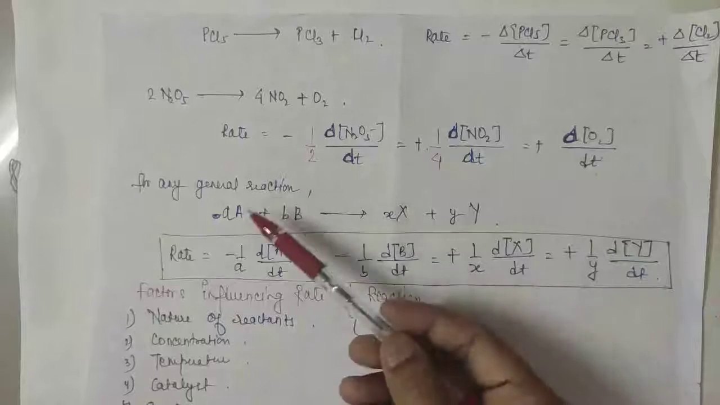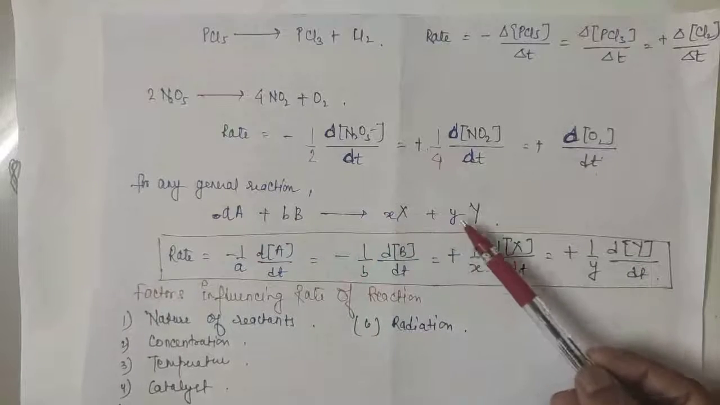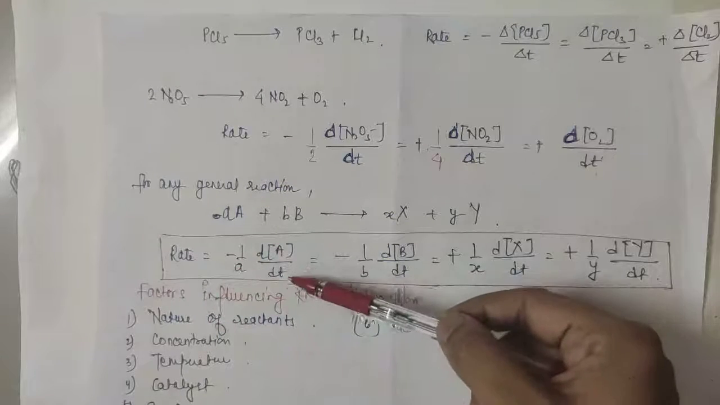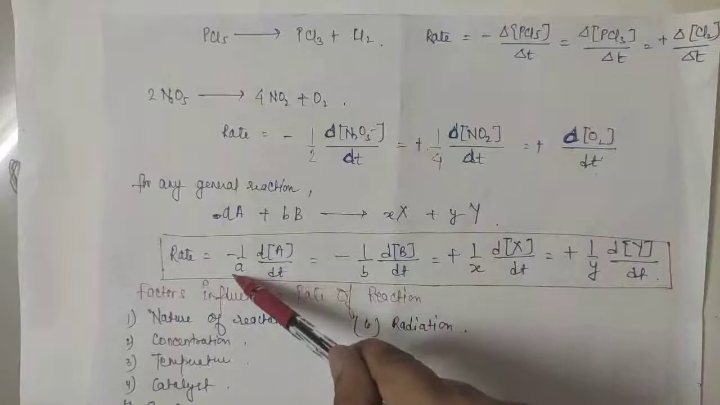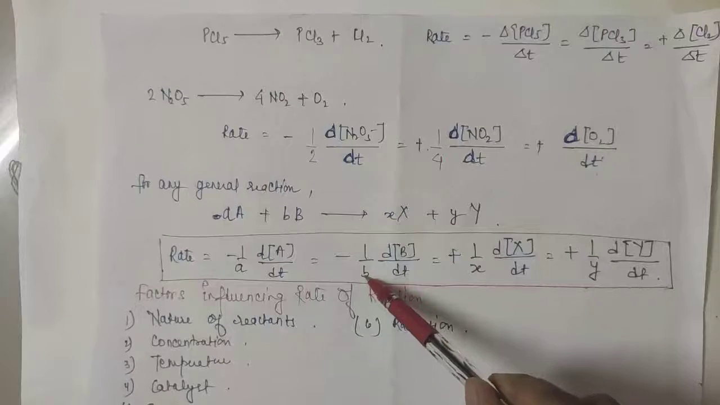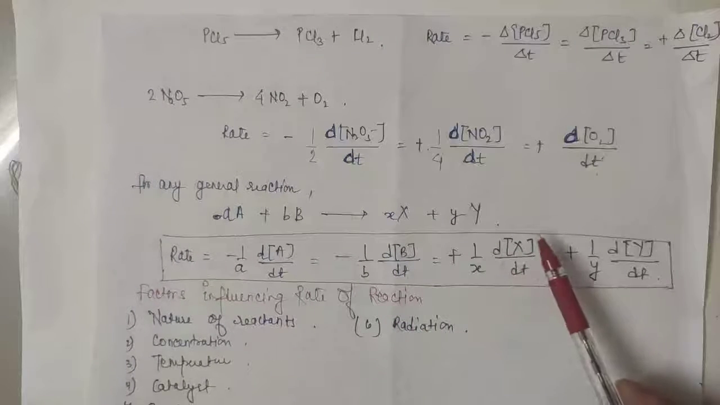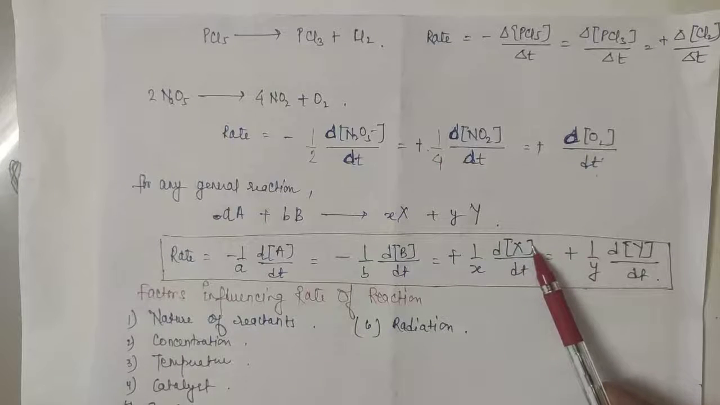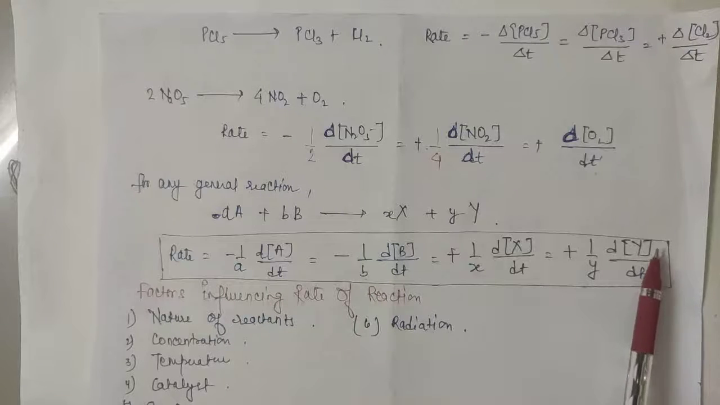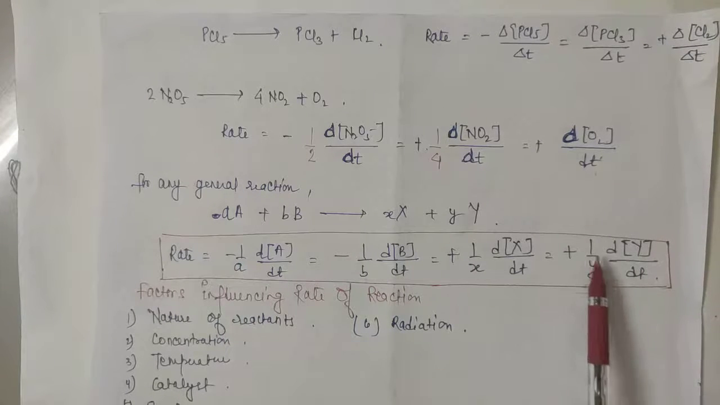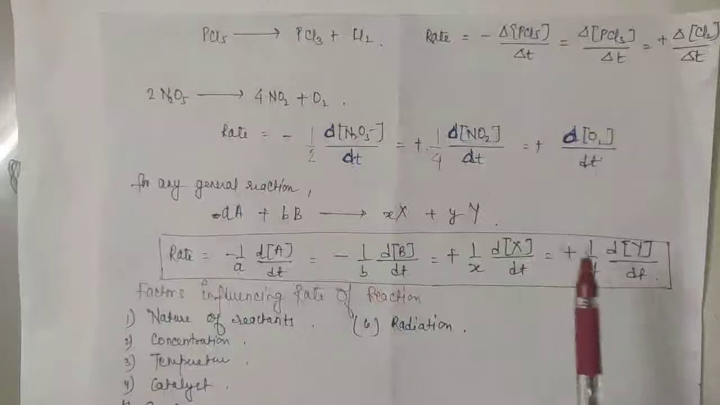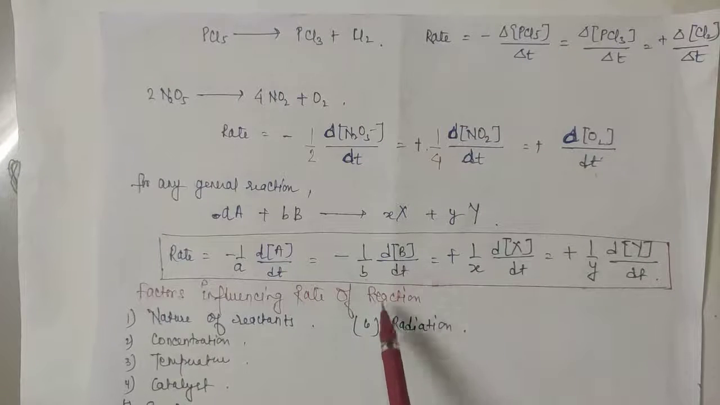For any general reaction, with small a, b, x, y as coefficients, the rate equation can be written as minus the change in concentration of reactant A divided by a, minus the change in concentration of B divided by its stoichiometric coefficient b, the increase in concentration of product X divided by x, and the increase in the concentration of Y by dt divided by y. Okay, so this is the general equation for expressing the rate of a reaction.